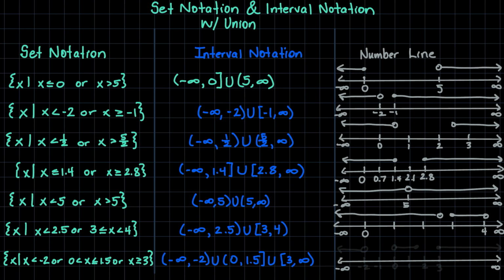Let's go negative 2, negative 1, 0, 1, 2, 3. Okay. Negative 2 not included, but everything less than. 0 not included. Stop at 1.5, but 1.5 is included. Start back up at 3 and everything bigger.